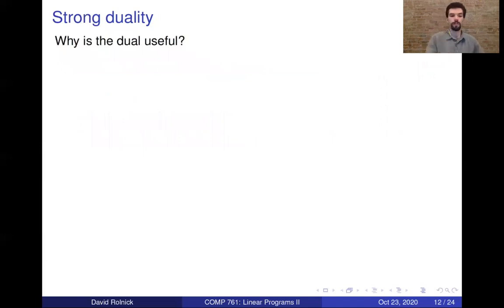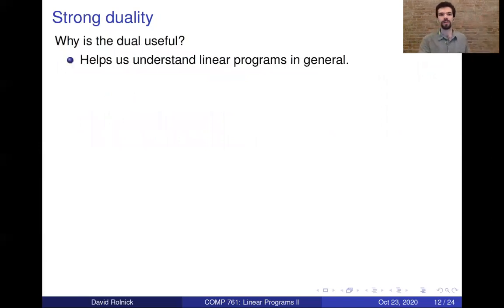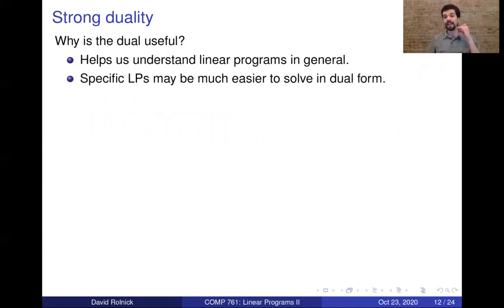Why is the dual useful? Just really quick indications of this. So first of all, it helps us to just understand linear programs. Like, we have a better sense of the math. In certain cases, a linear program may be much easier to solve in its dual form. So if you convert it into the dual, you can just solve the dual instead of solving the primal, and that will give you the same answer if they're both feasible.